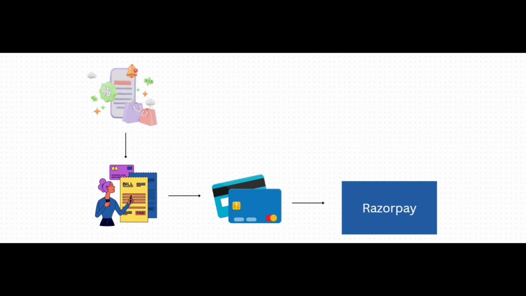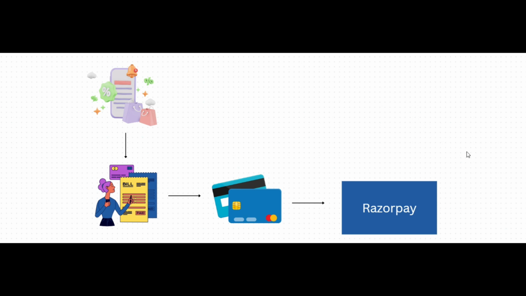At this point, the payment request is sent to the payment gateway such as Razorpay. Once the payment is processed successfully, the customer receives a message saying payment successful. But what actually happens behind the scenes? Let's first see how this works before webhooks became common.